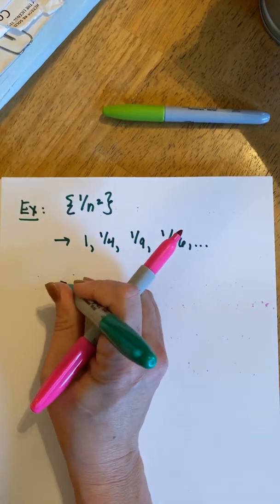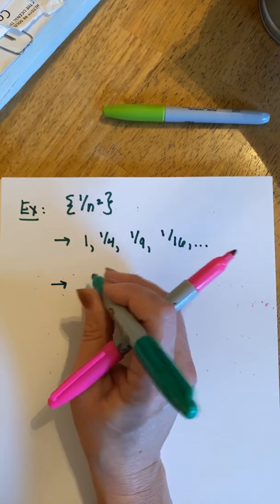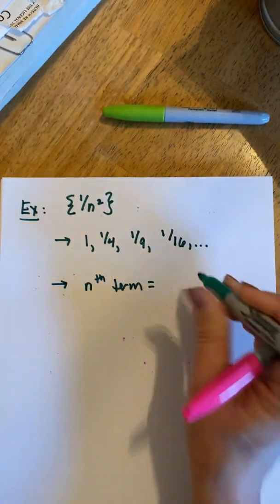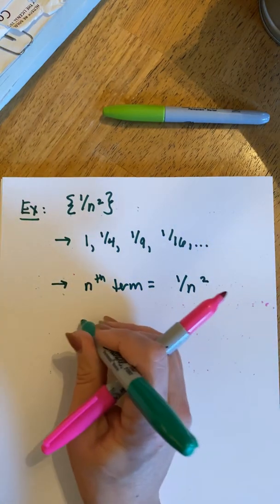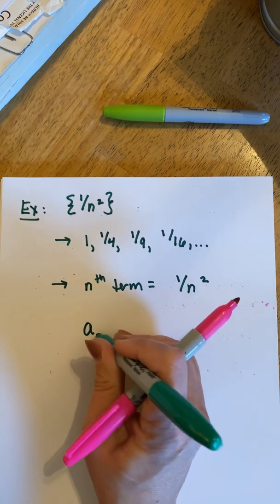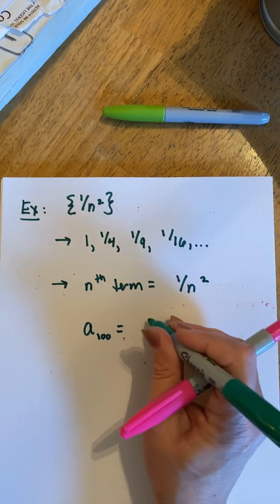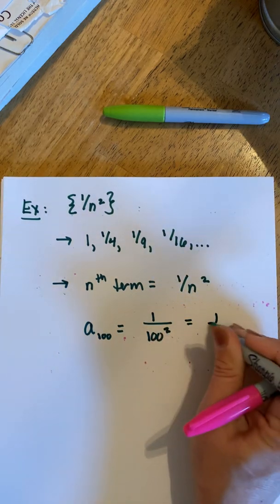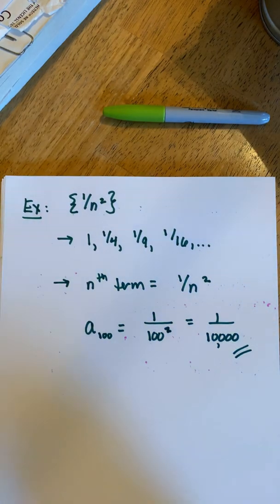So therefore, we can find an explicit formula here. It was actually given to us. The nth term is 1 over n squared. So if I wanted to know the 100th term, so the subscript just tells us what term in the sequence it is, it'd be 1 over 100 squared, so it'd be 1 over 10,000.